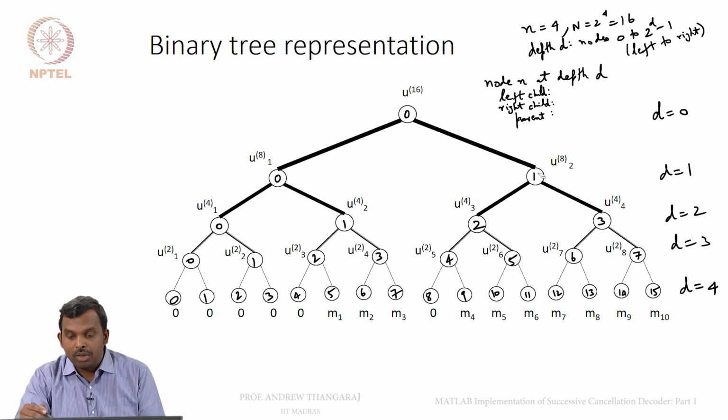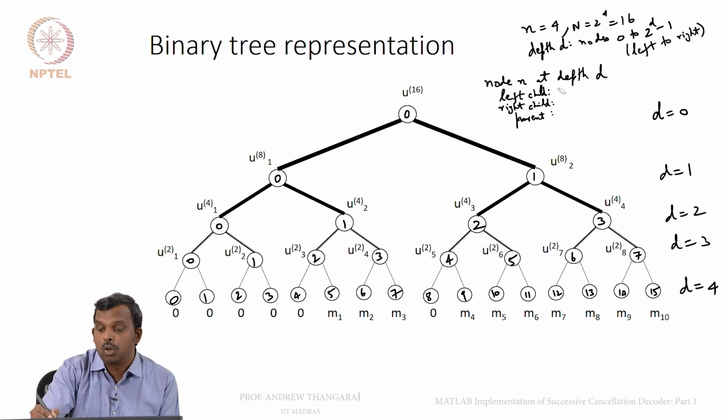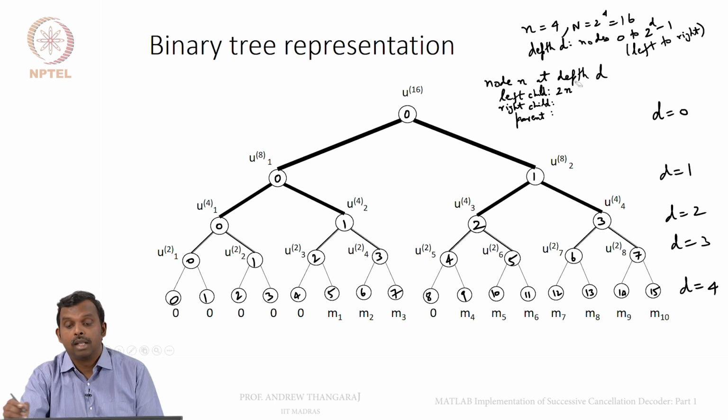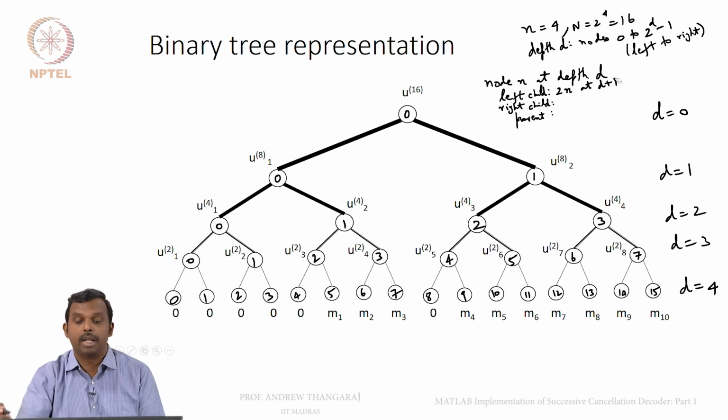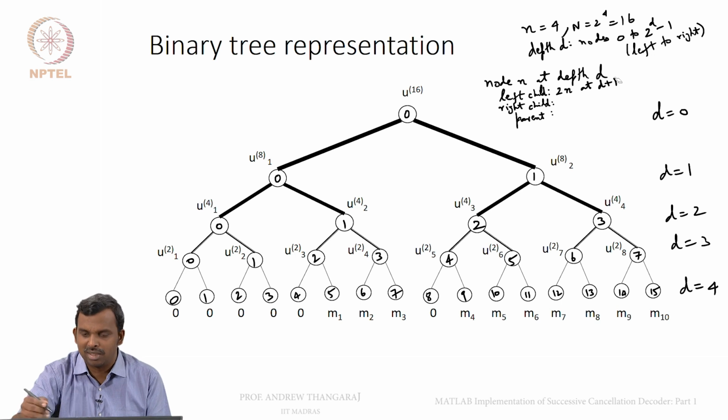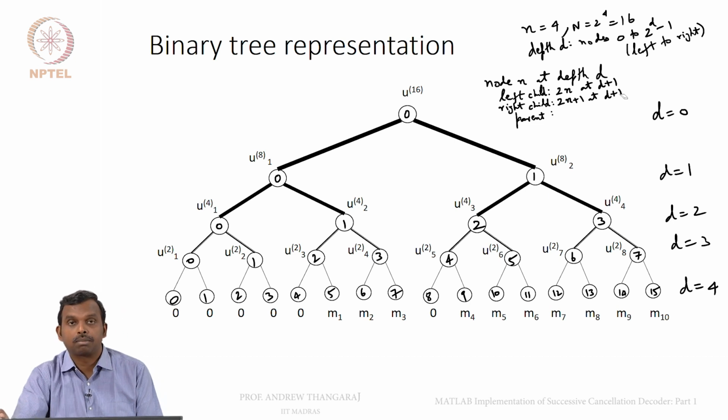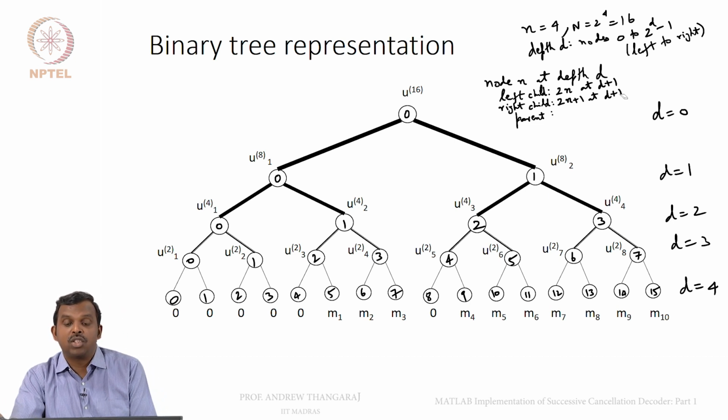There is a pattern here. Whenever you see the node, the left child is always multiplied by 2. So this is going to be 2 times n, at d plus 1, the next depth. What about the right child? Again, there is a very simple pattern. You can quickly observe it. It's possible to prove these things if you like rigorous proofs. It is 2n plus 1 at d plus 1. So left child is 2n, right child is 2n plus 1.